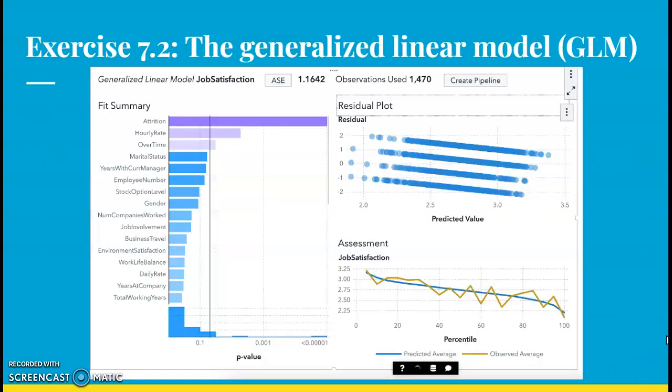So the GLM we created, as you can see here, and we have our average squared error, the observations used, the same residual plot and predicted value, our fit summaries. So attrition is the highest fit, total working years the lowest, and then the assessment for job satisfaction and percentile there.